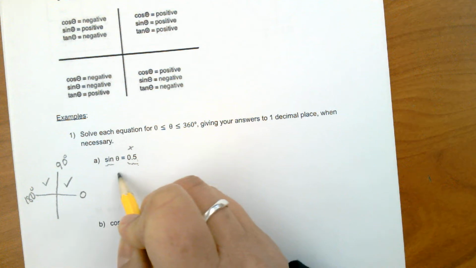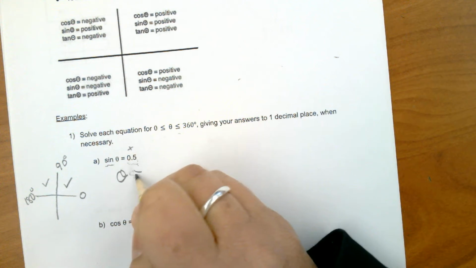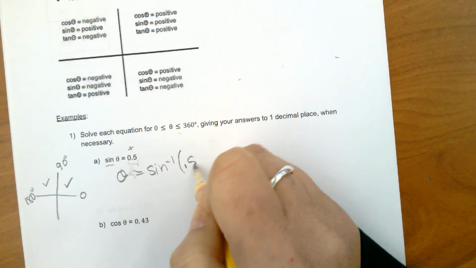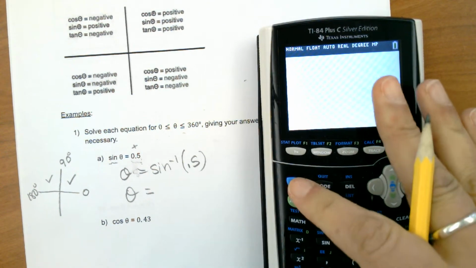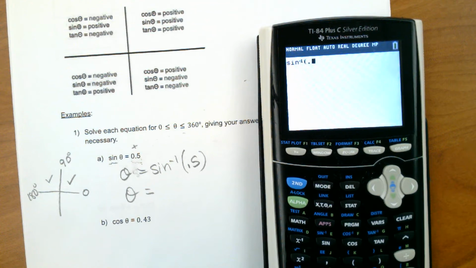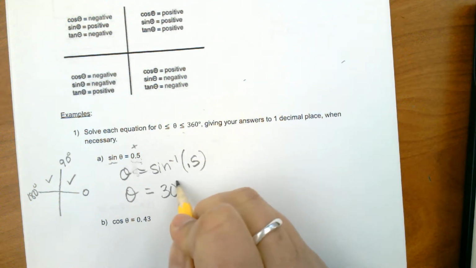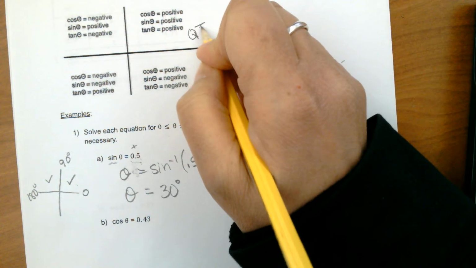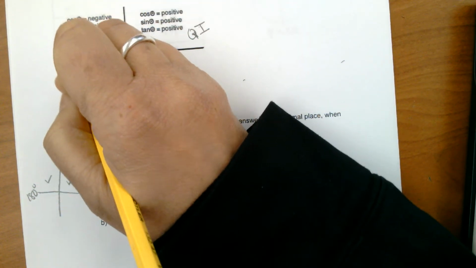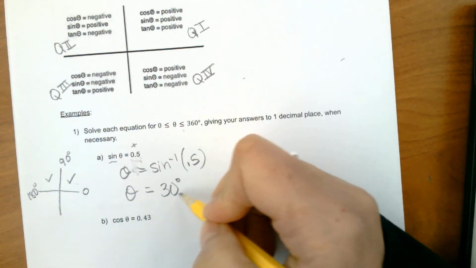Okay, so we're going to have to take the inverse. So theta equals inverse sine of 0.5. Let's get out our calculators. We're going to press second sine, that's how we get the inverse, 0.5, and enter, and that gives us 30 degrees. Yay! All right, so 30 degrees is in quadrant 1. It's right here. And if you don't know your quadrants, I will quickly put them in. This is Q1, this is Q2, this is Q3, and this is quadrant 4. Okay, so 30 degrees is in quadrant 1.